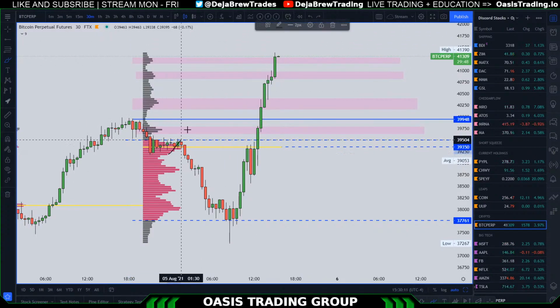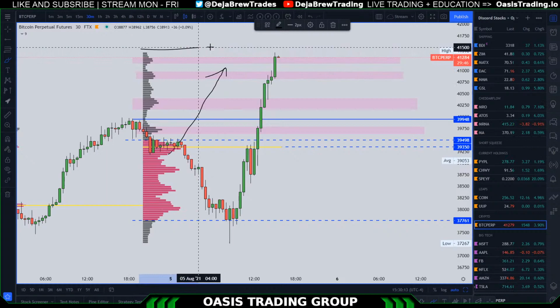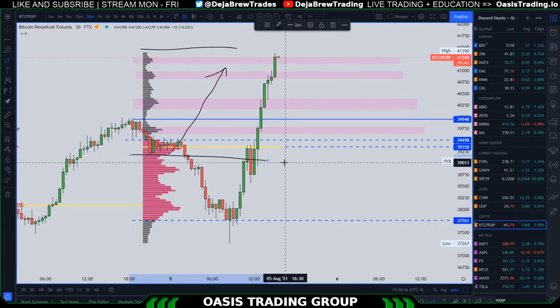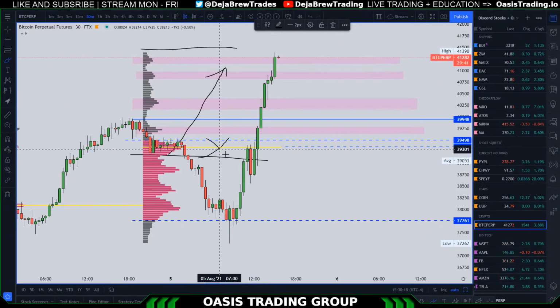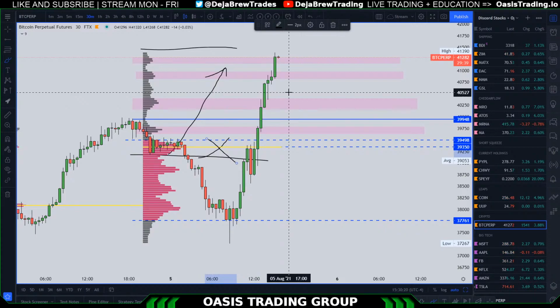Or if it shifts the POC higher, your value area high would be up here, the value area low would be down here. If we lose the value area low, then that's also bearish. Okay.